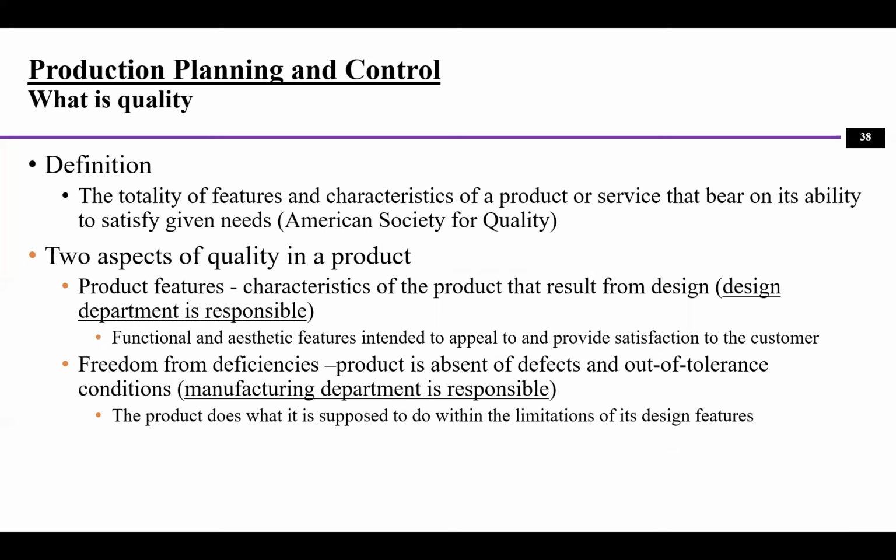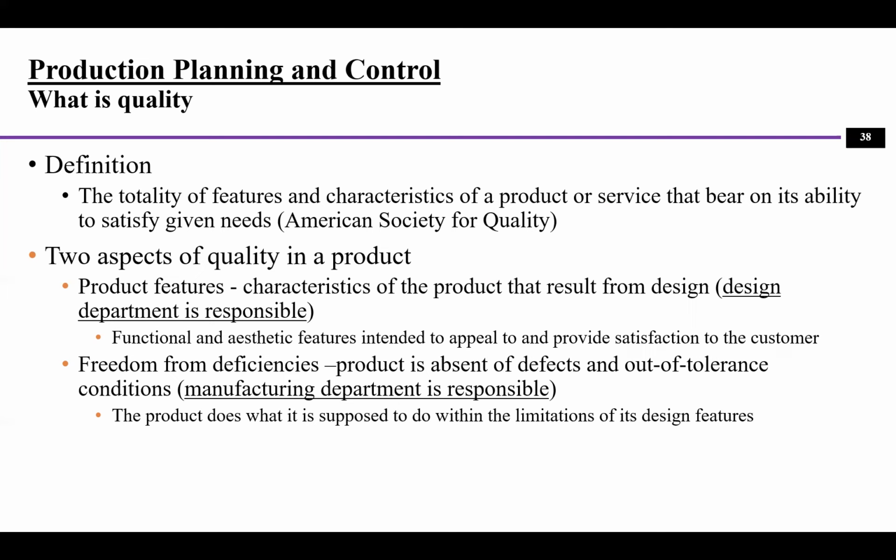So lastly, I'm going to talk a little bit about quality, because later we'll have a whole lecture just to focus on quality itself. When we're talking about quality, the first definition is the totality of features and characteristics of the product or service that bear on its ability to satisfy given needs. This is defined by the American Society for Quality. In the definition, it's not just talking about a product, but also a service. But in our lecture, typically we're focused on a product.